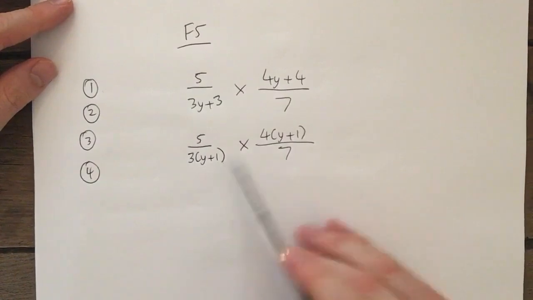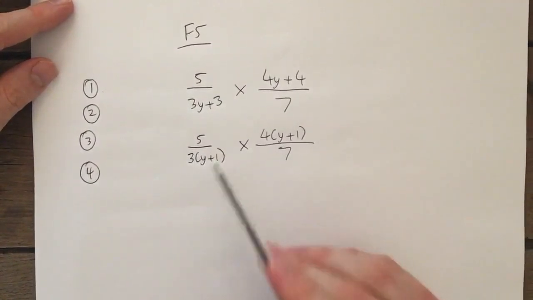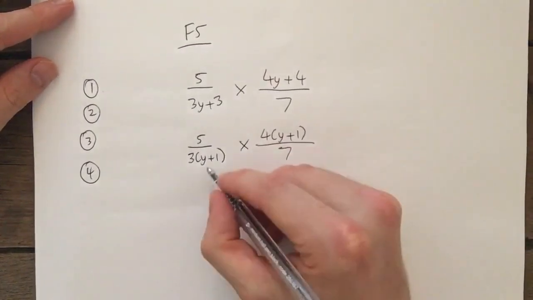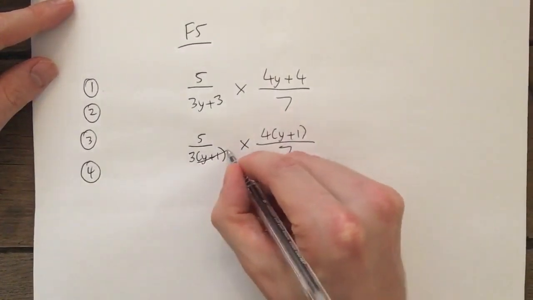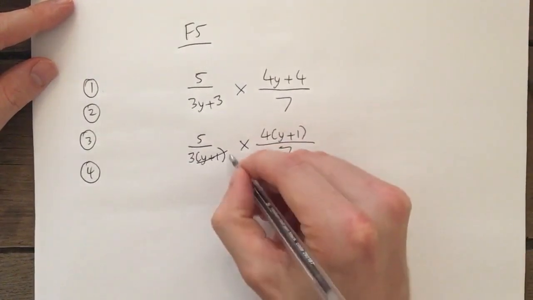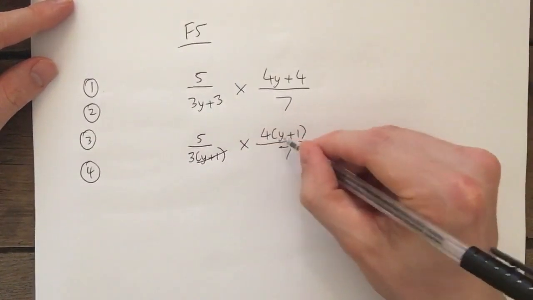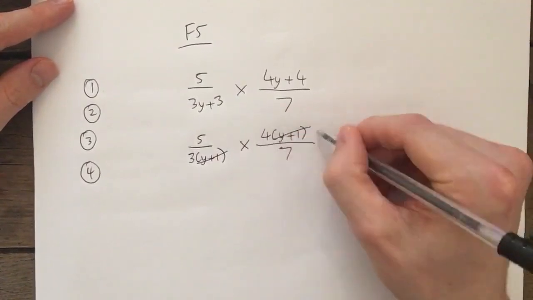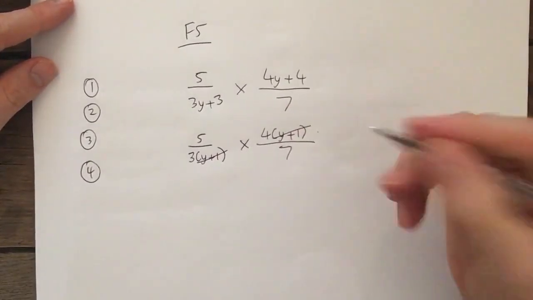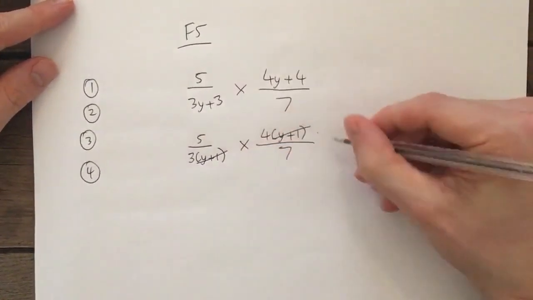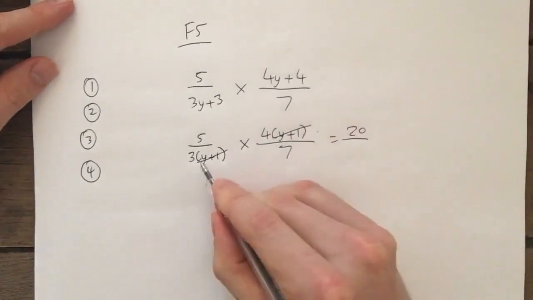However, this and this I can, because they both have y plus 1 in common. So I can divide by y plus 1. I divide that by y plus 1 to leave me with 1. But 3 times 1 is 3, so I don't need to write the 1 down. And then y plus 1 divided by y plus 1, again I can put the 1, but it wouldn't do anything because 4 times 1 is just 4. Now, all I'm simply doing is multiplying the numerators. So 5 times 4 is 20. Multiply the denominators.